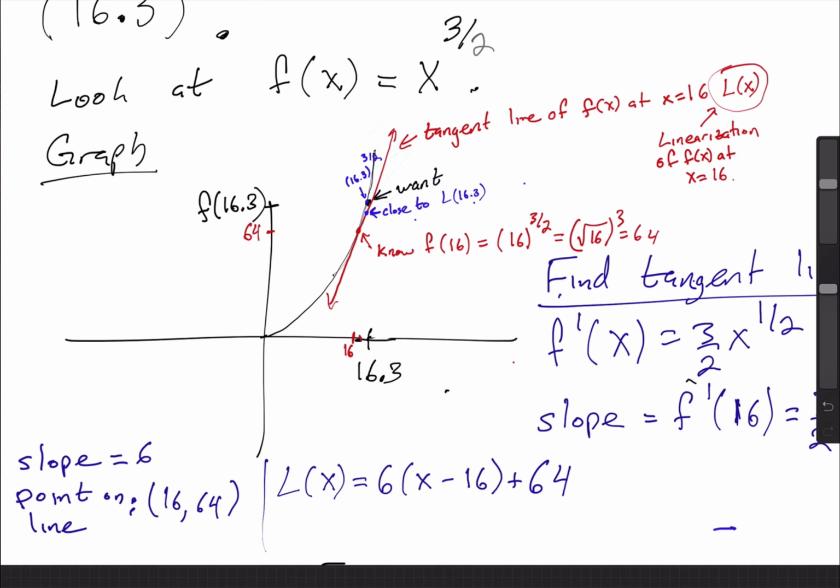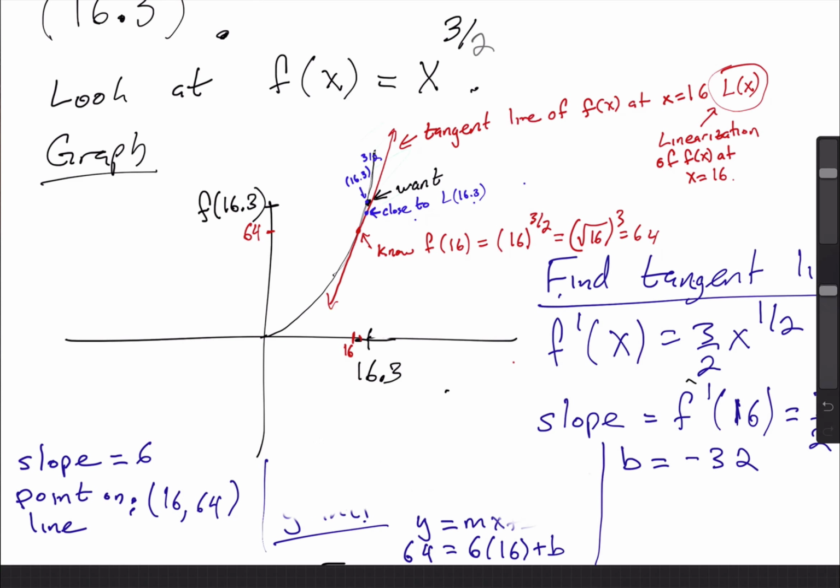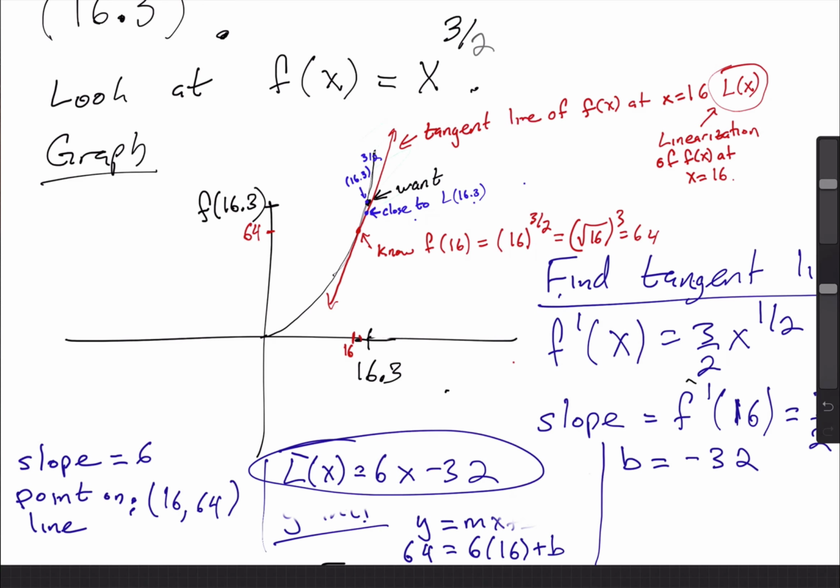Yeah, we could do that too, sure. You guys want to do that instead? Okay, what's the y-intercept? So y equals mx plus b, right? We can do that. So y is 64, right? Slope is 6, x is 16, plus b. So what does b end up being? Six times 16 is? Okay, so b is negative 32. All right, so then the tangent line is 6x minus 32. Okay, so that's the equation of the tangent line that we drew here in red, yes?